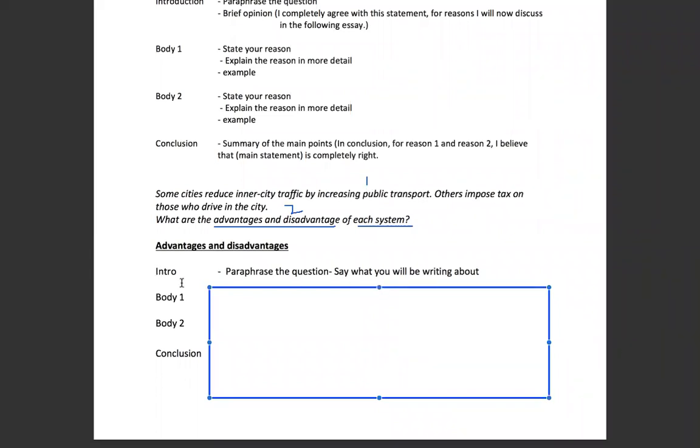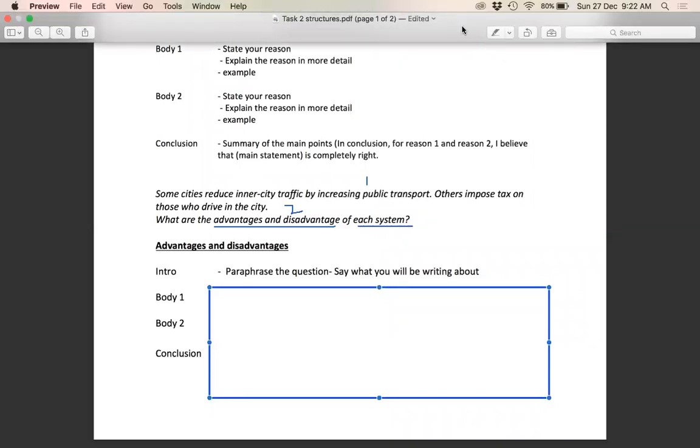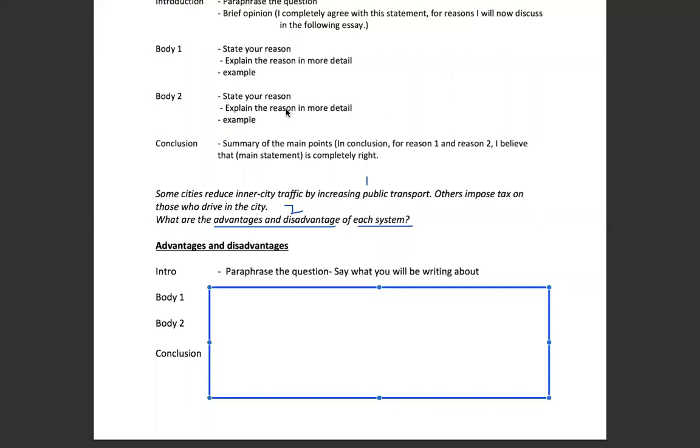Should we add an opinion into the introduction here? Should we add an opinion in? What do you think? If you're not sure, have a look at the question again. And does this question ask for our opinion? No. Okay, so we don't need to add an opinion here. It's not actually asking for it. So we can just paraphrase the question and then we can say what we're going to write about. So a brief mention of the main points that we're going to say.